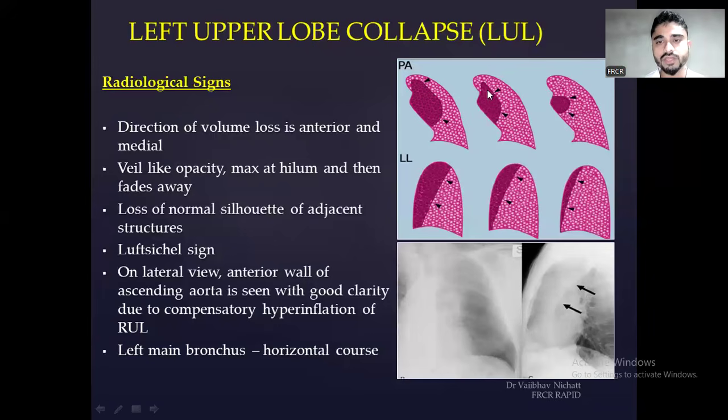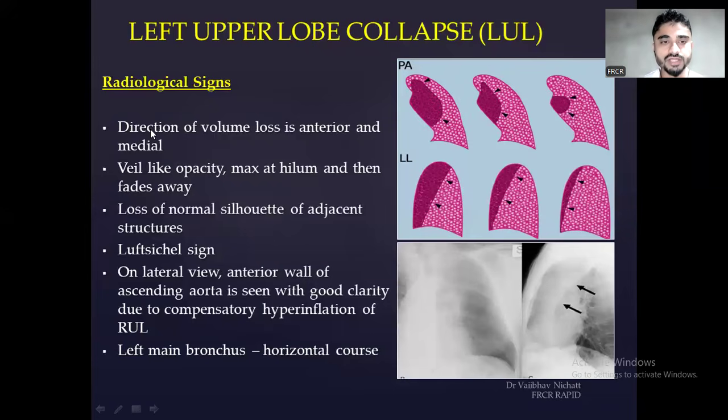That is the reason you will not see silhouetting of the left side of the mediastinum, and that is the reason you are going to see the Luftschild sign. This is the pathophysiology of why you will see a wheel-like opacity radiating from the center towards the periphery, and why it is difficult to identify the margin of the collapsed left upper lobe, because of the overinflation of the left lower lobe. So what are the radiological signs?